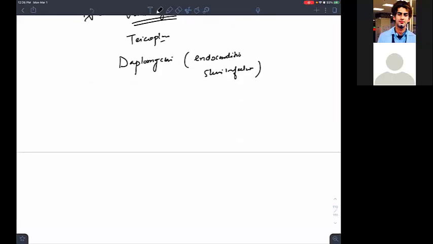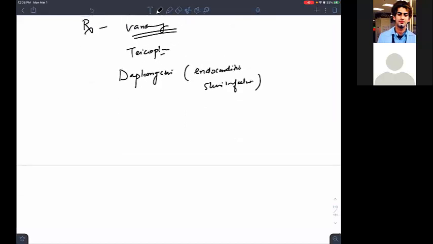If someone has skin infections also, I can give daptomycin. Sometimes there are also nasal carriers of MRSA. For them, we give nasal ointment, that is mupirocin 2% ointment. The ointment is given for those who have nasal carriage of MRSA.